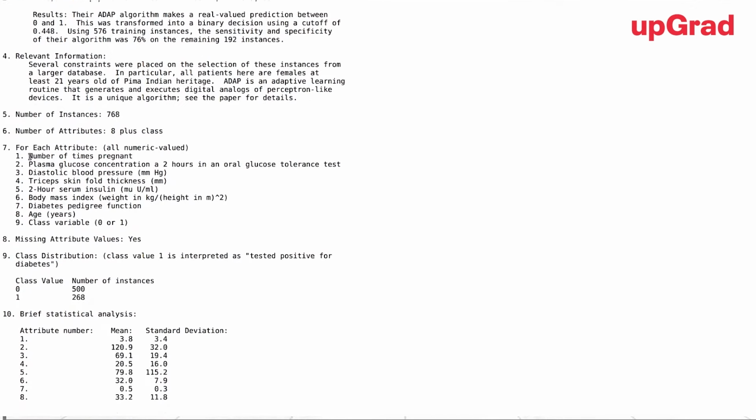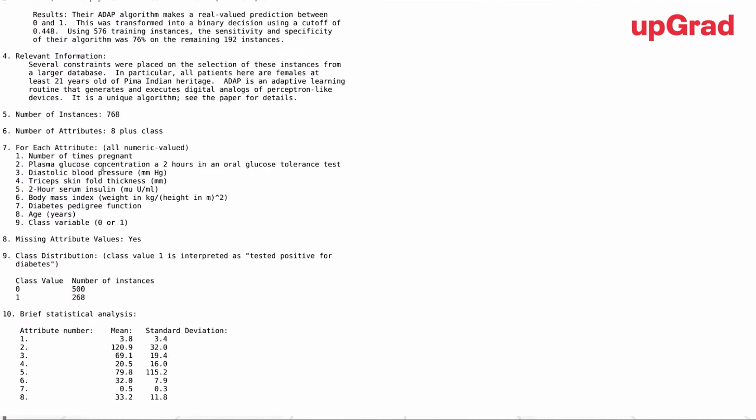So what are the attributes? Number of times being pregnant, plasma glucose concentration, diastolic blood pressure, triceps skin fold thickness, 2 hour serum insulin, body mass index, diabetes pedigree function, age, and lastly the outcome, 0 or 1. What is 1? Tested positive, has diabetes; otherwise 0, no diabetes. It says 0 has 500 instances and 1 has 268 instances. You can also check the mean and standard deviation here.